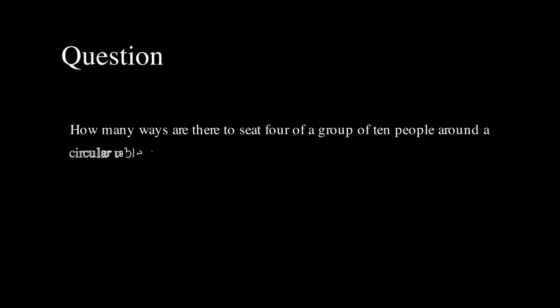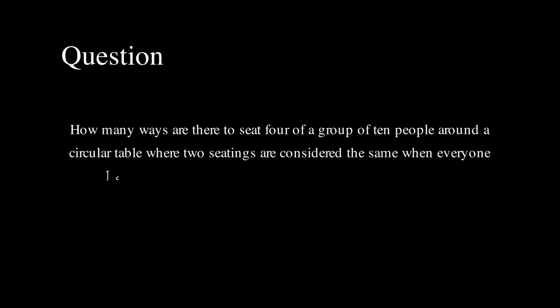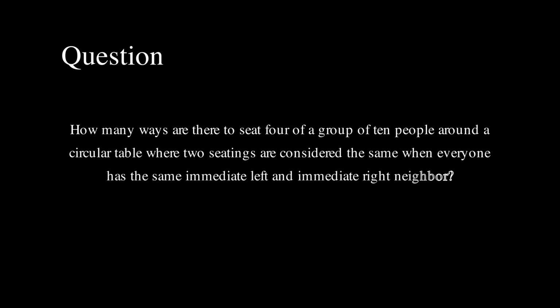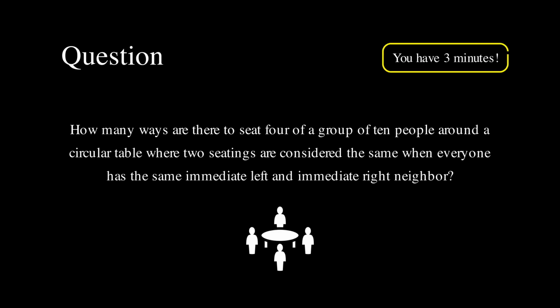How many ways are there to seat 4 of a group of 10 people around a circular table where 2 seatings are considered the same when everyone has the same immediate left and immediate right neighbor? You have 3 minutes.